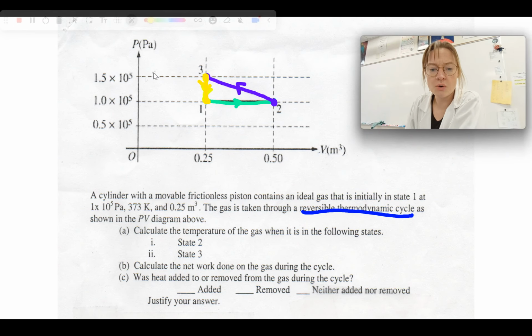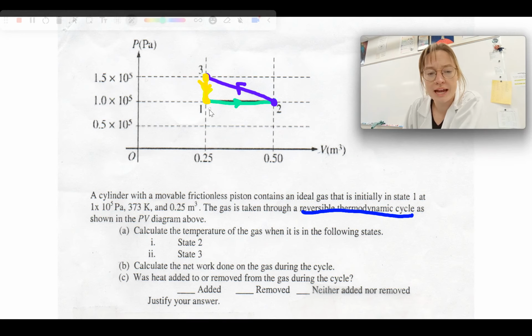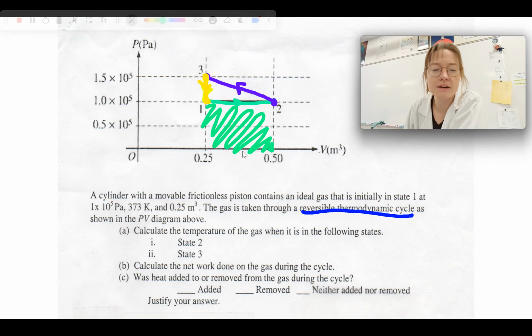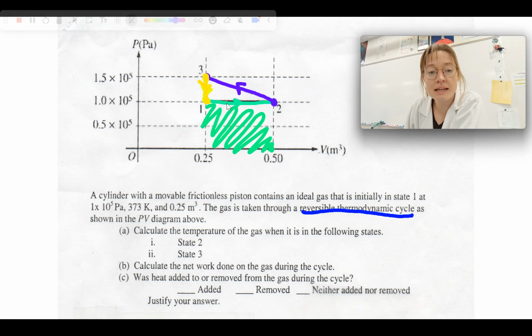Now, as for the total work done on the gas during the cycle, let's take a look here. If I wanted to know the total work done on the gas during the cycle, first, I could start by calculating the work done from part 1 to part 2. To calculate this work, I would find the area under the graph like this. Then I would calculate the work done during the next part, from 2 to 3, so I would calculate the work done in this section.